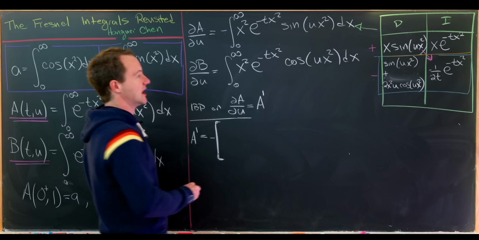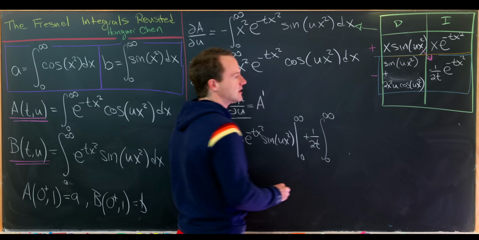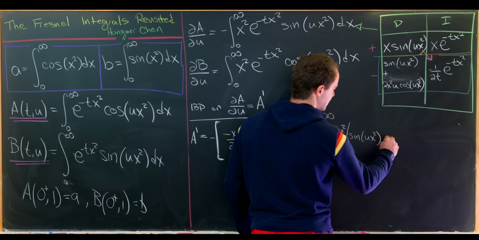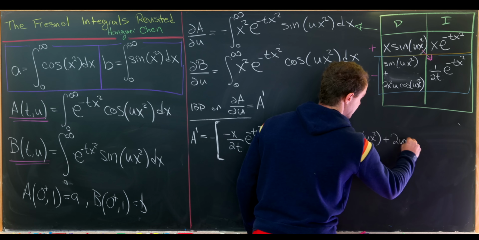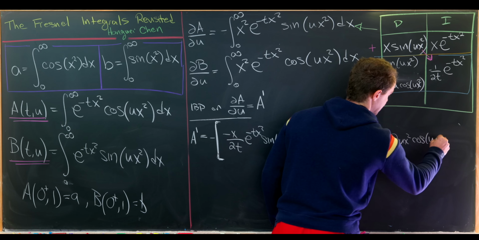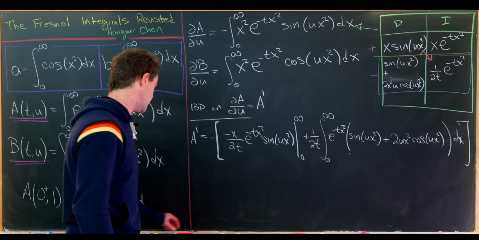Notice both are attached to a minus sign, so that minus sign will cancel. Furthermore, we can take this 1 over 2t out, giving us plus 1 over 2t. Then we'll have the integral from 0 up to infinity of, let's see, we've got an e to the minus tx squared term, which we can factor out of the whole thing. And then we'll have sine of ux squared from this term. And then plus 2 times u times x squared, so 2ux squared times cosine of ux squared from this other term, and then dx, and that's all within this big bracket.